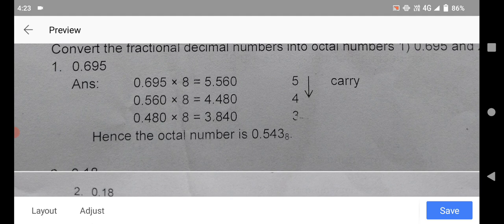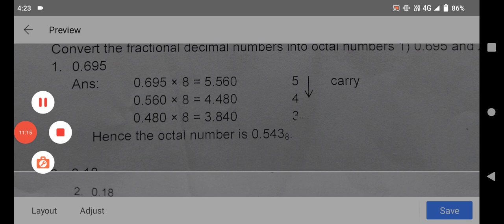Okay, in that, 0.543 is the octal number. Okay, the given decimal number is 0.695, converted to the octal number is 0.543, and 8 is the base or radix of the octal number system.